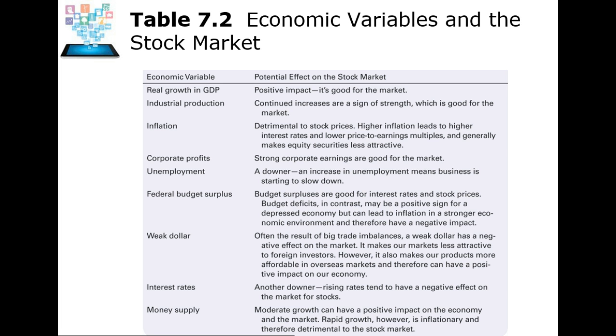This is one of the charts from the book, and it talks about the direction and the effect of different economic variables on the economy. I really kind of talked through most of this. One thing here that wasn't said on the other pages was the corporate profits. Corporate profits are up and they've been doing well. Strong earnings are good for the market, and that's one of the reasons the stock market has done so well in the last 5 years: corporate profits haven't disappointed. They've come back and they've done very well.